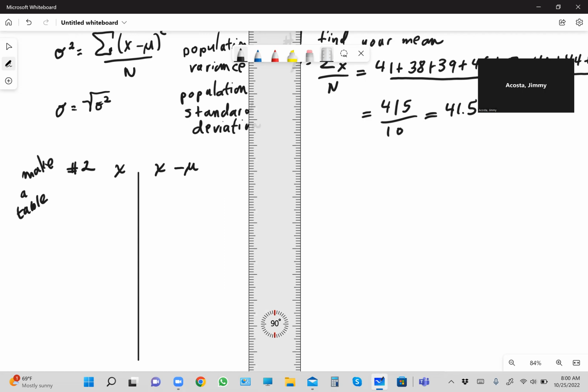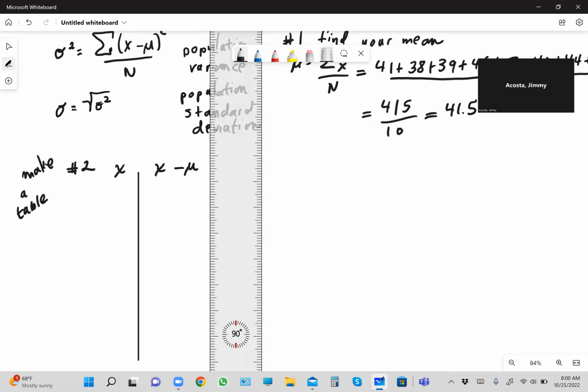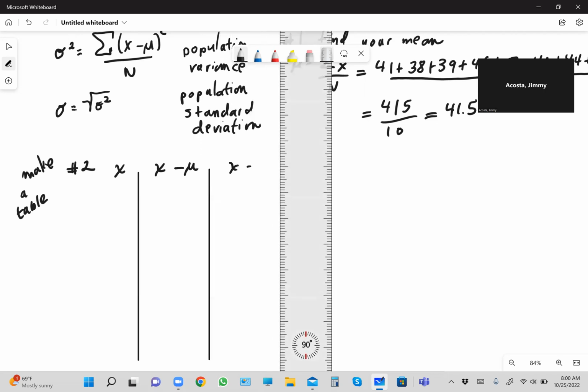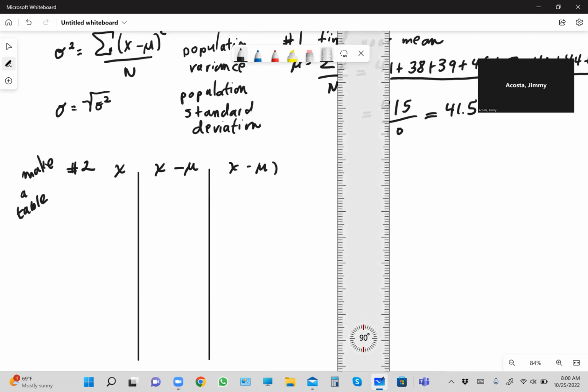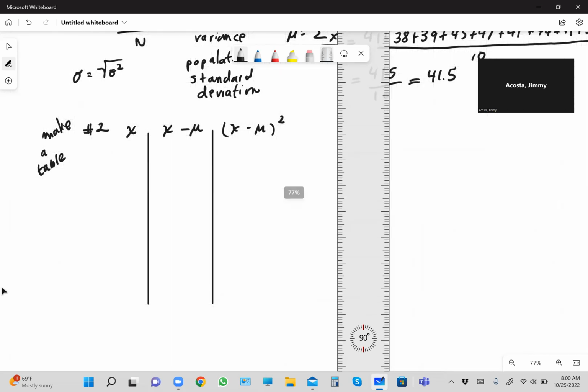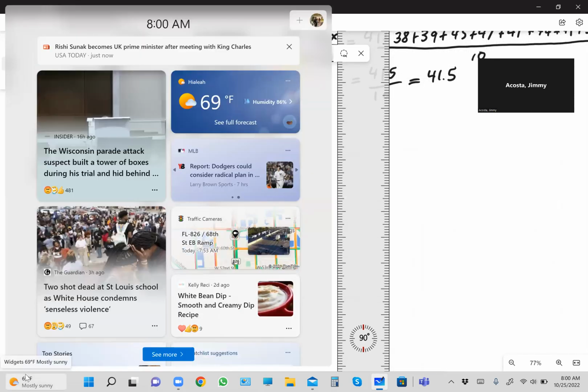X minus the mean. X minus the mean squared. So you make this table. So that's your second step. Would you guys please populate that table?